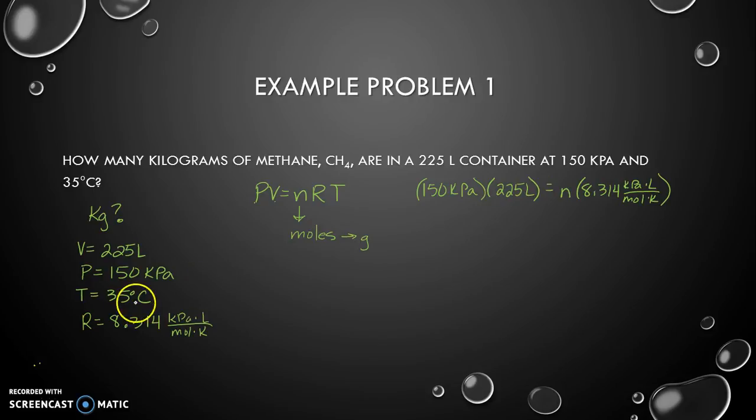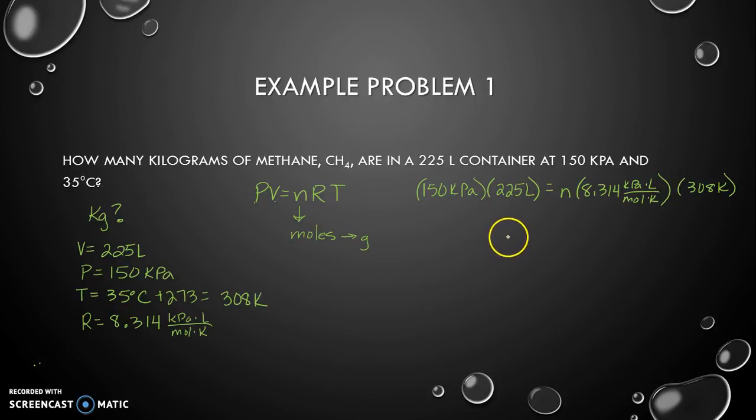Write them. Okay, and then our temperature is in Celsius, but we can't use Celsius. We need to change that to Kelvin. So we have to add 273 to that, and when we add 273, that becomes 308 Kelvin. Okay, now we can plug that in, 308 Kelvin.